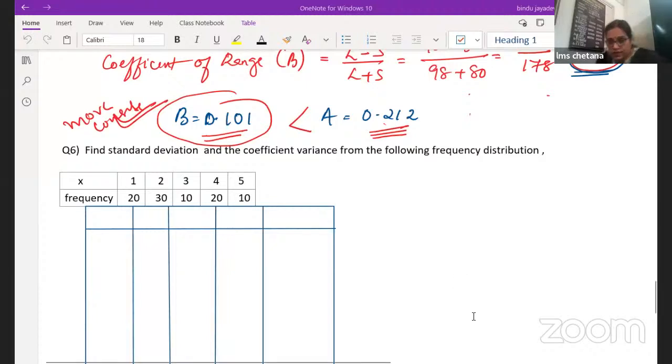In yesterday's class, I discussed with you the paper pattern and everything, and we already started with the revision of unit number 3. Now one more question I will do for you, that is standard deviation. That is also quite important. Whenever we were doing it in the class, I told you to learn standard deviation for discrete as well as continuous data. Can we start now?